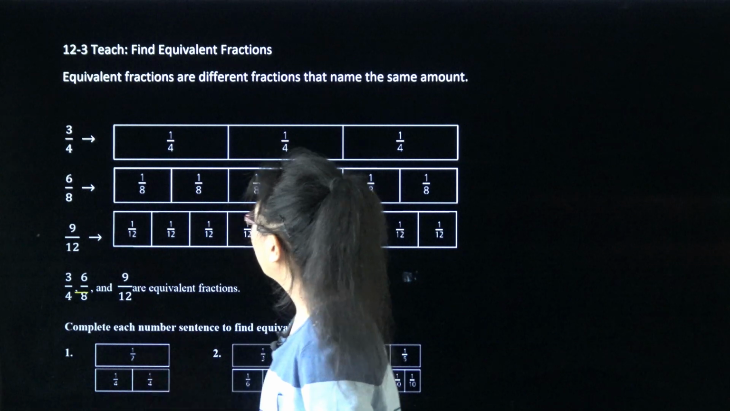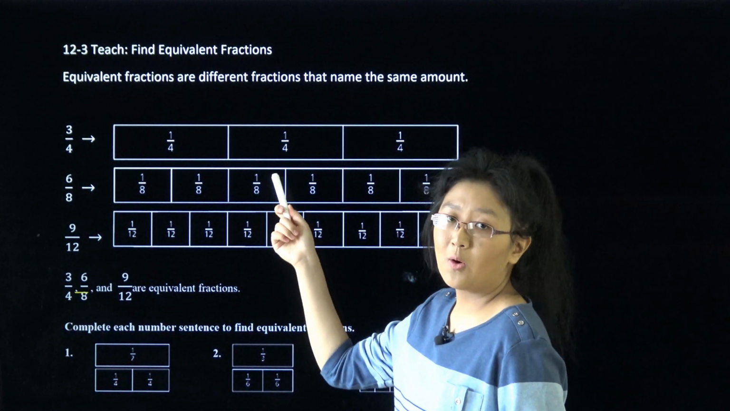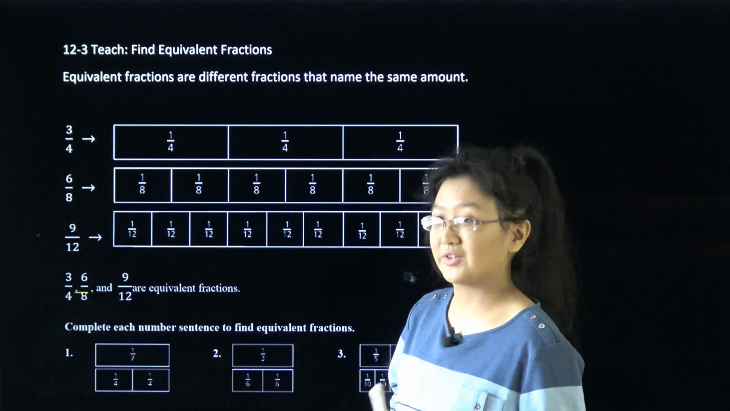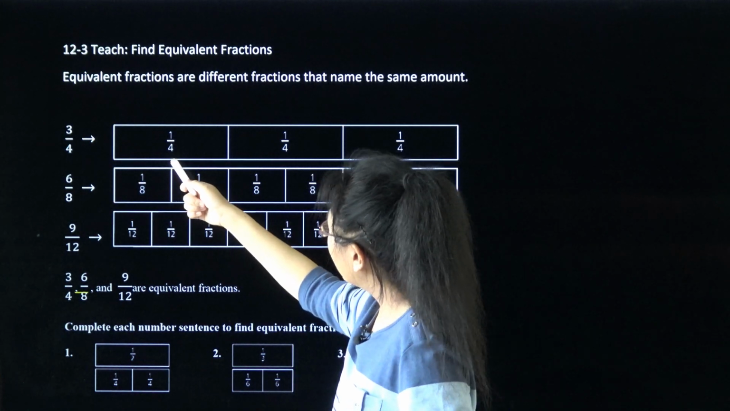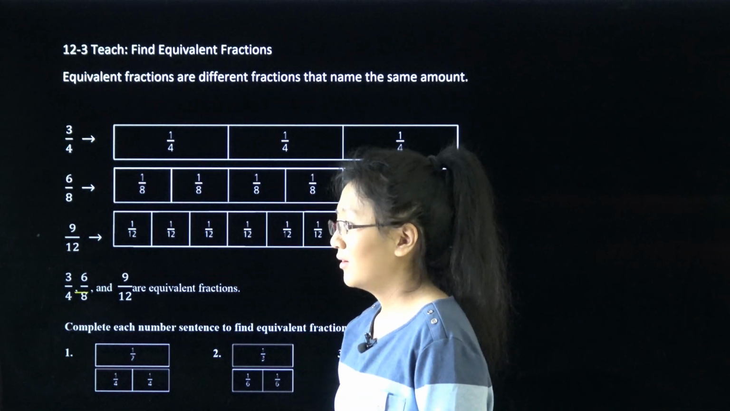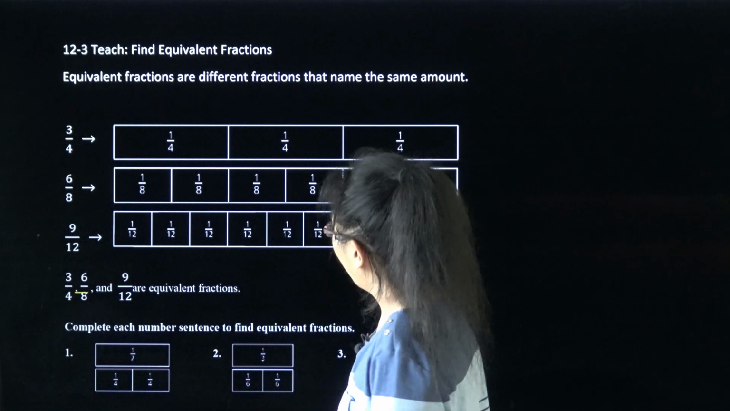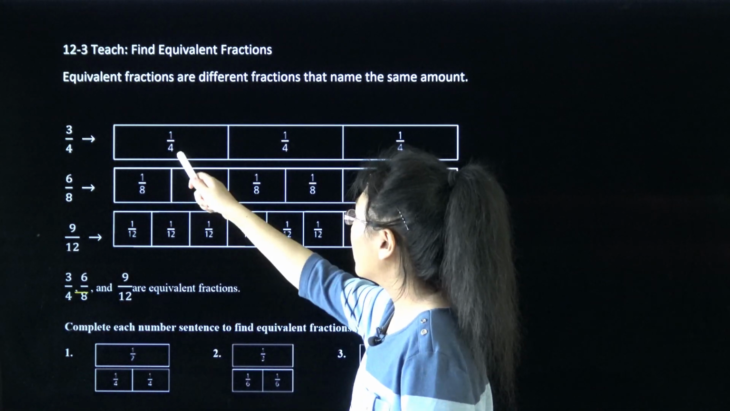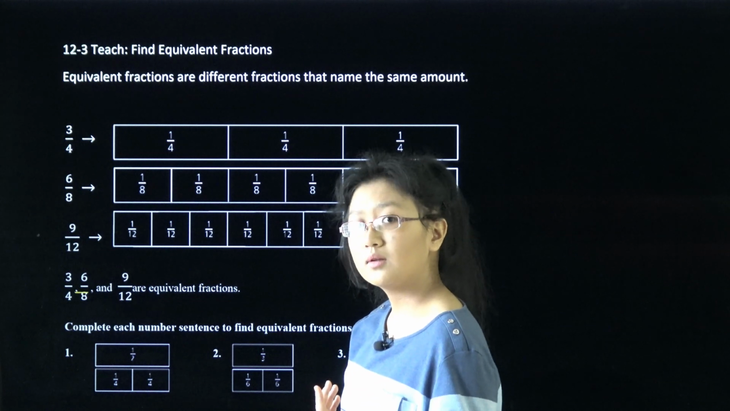3 over 4, these are what are called fraction strips. They are good for understanding, but to draw them out would take an extremely long time. So 3 over 4 is 1/4, another fourth. If you think about it, this is one part shaded, this is one part, this is one part. And that's 3 parts out of 4. So 1 plus 1 plus 1 equals 3.